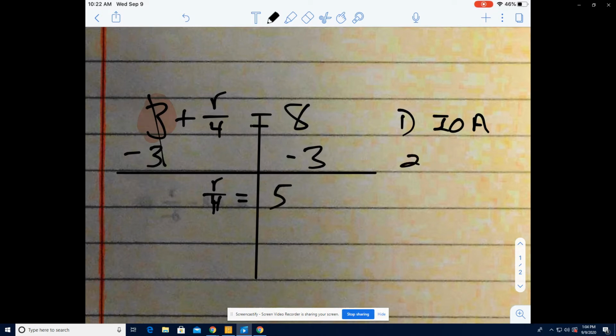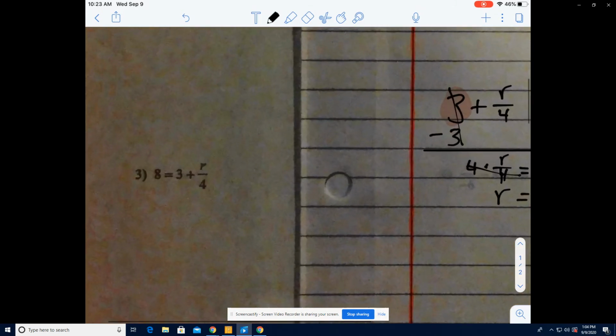And then the second step is to do the inverse of division again, because I want to get rid of the divide by 4. So I'm going to multiply by 4 on both sides. 4's cancel. R drops down. It's equal to 5 times 4, which is 20. This one does not have that, so I'm just going to put 20 as my answer.